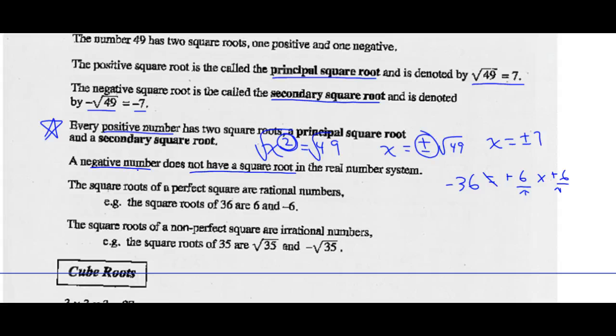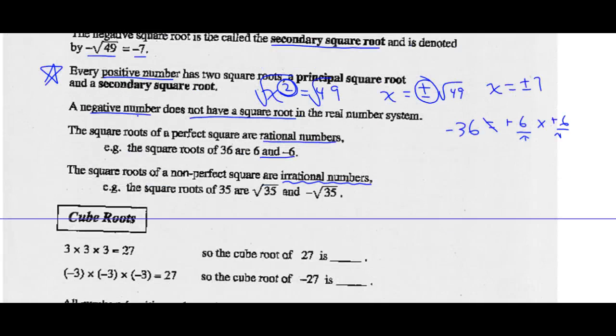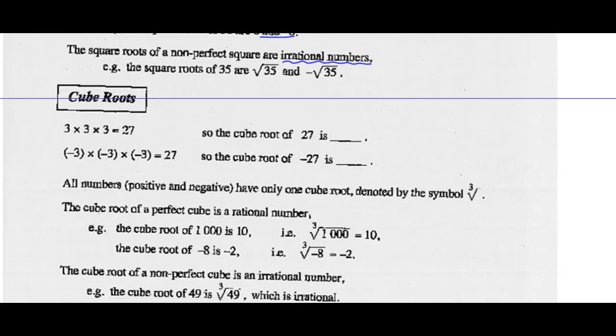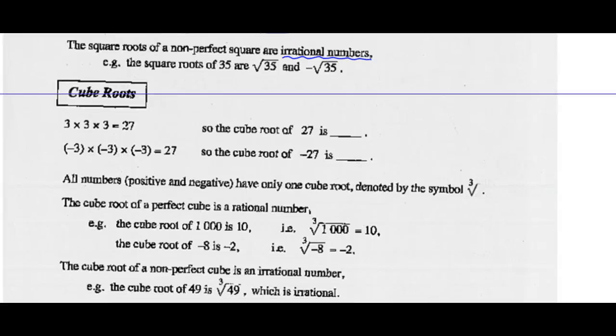The square roots of perfect squares are called rational numbers, right? So square roots of 36 are positive and negative 6. The square roots of non-perfect squares are called irrational numbers. There's no square root of 35 that's perfect, so we'd say the square root of 35 and the negative square root of 35, those are called irrational numbers. Remember, irrational numbers go on forever. They never end. They're decimals that never end. They can't be put in fractional form, and they're non-terminating, non-repeating decimals.